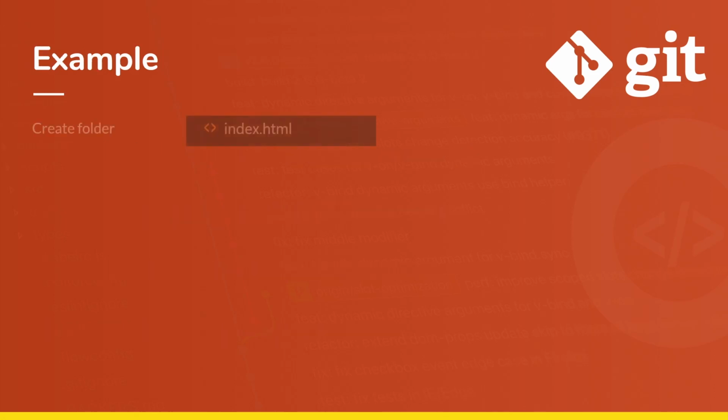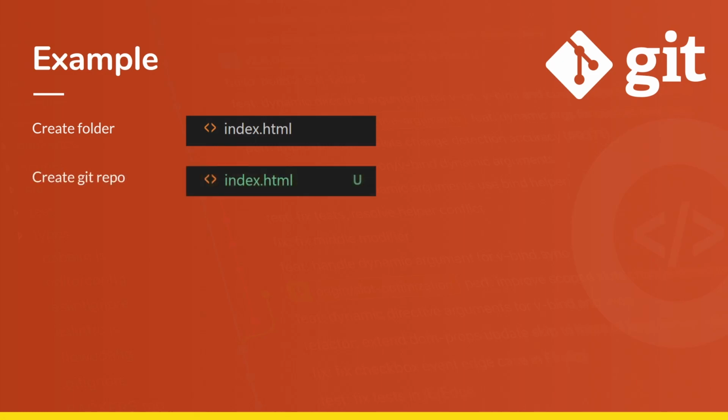Let's see an example. So I created a folder and I created index.html right there. Then I created a Git repository by calling the command git init. My file at this moment is untracked. This U indicates basically that it's untracked. Then I start tracking the file, and the file is added in the Git project.